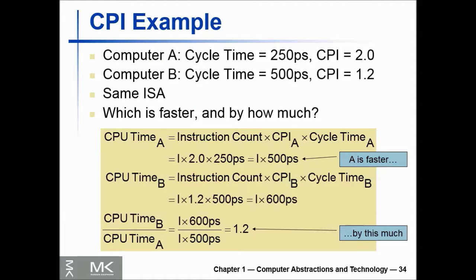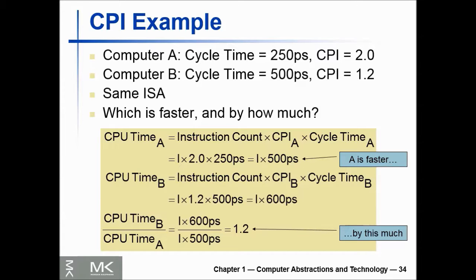So by using the performance equation, we solve this CPI example. In this example, suppose we have two implementations of the same instruction set architecture. Computer A has a clock cycle time of 250 picoseconds and a CPI of 2.0 for some program, and computer B has a clock cycle time of 500 picoseconds and a CPI of 1.2 for the same program. The question is which computer is faster for this program and by how much?